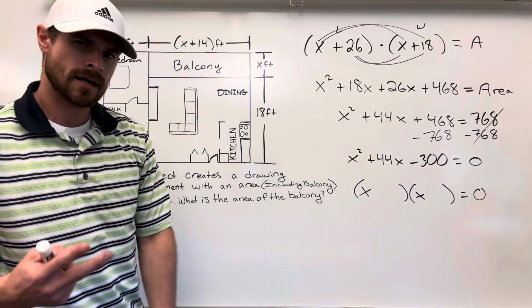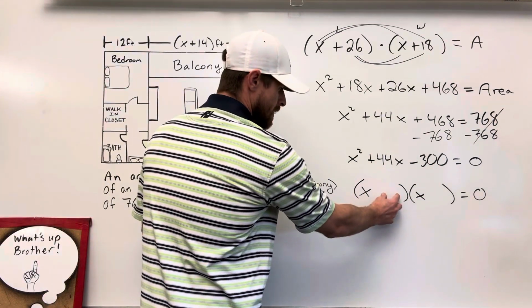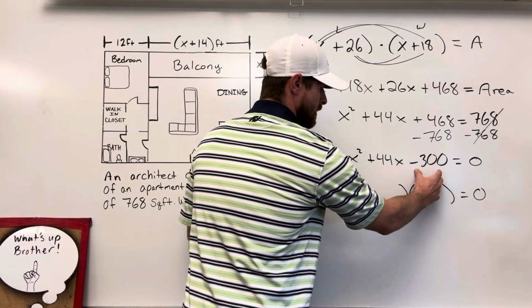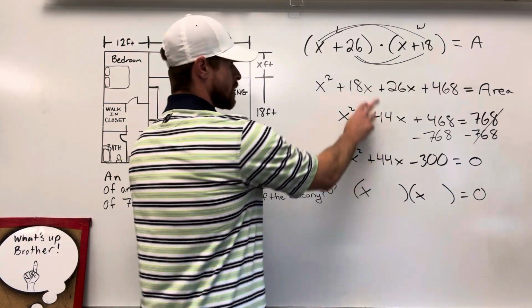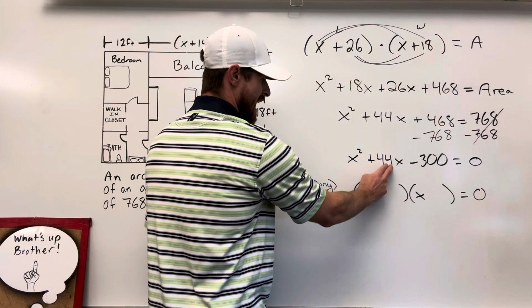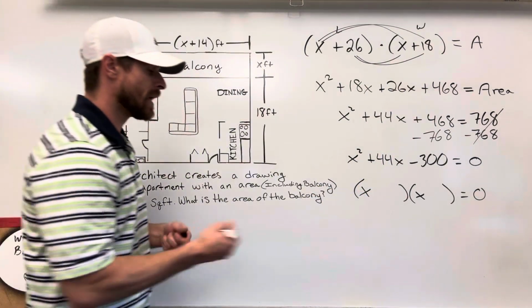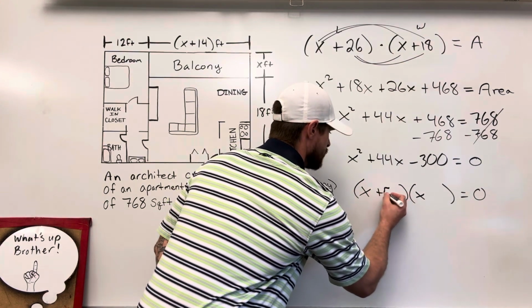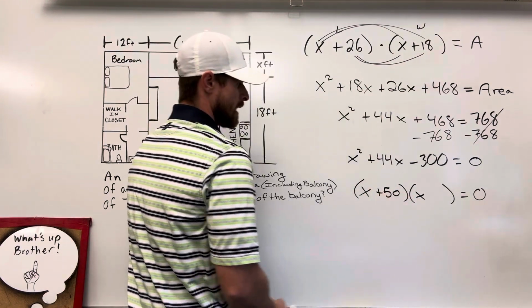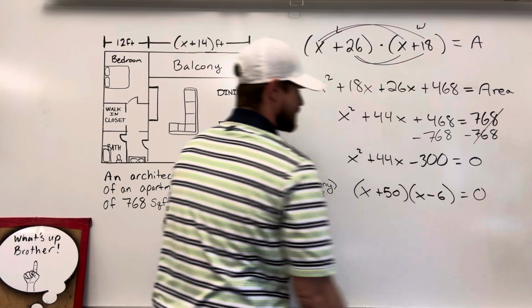So two numbers that are going to multiply together, this times this has to make negative 300. But when we get our two like terms in the middle, they're going to have to add together and make 44. Those two numbers are going to be a positive 50 times a negative 6.